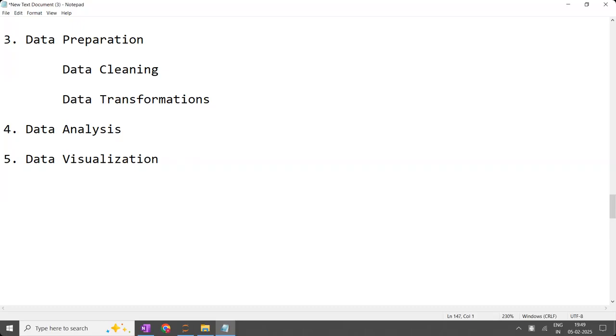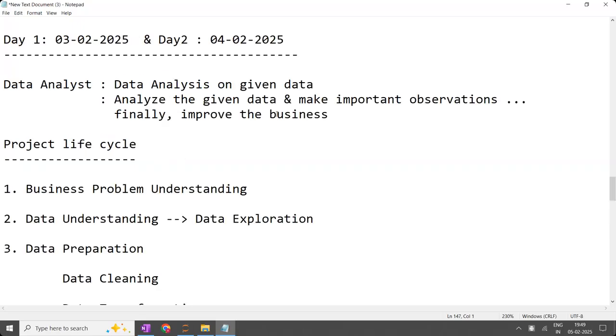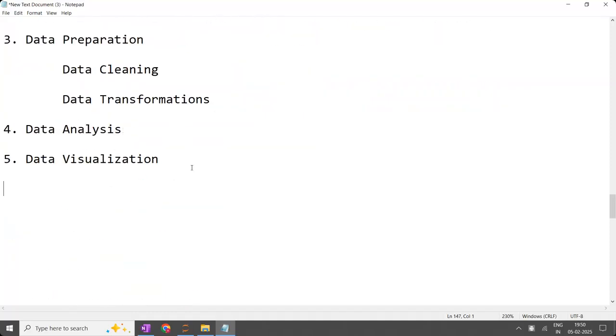Now, once the data has been analyzed and we have understood everything, as I told you earlier, the data analyst analyzes the given data and makes important observations. And what are the important observations he has created? He is going to do the presentation. In the presentation, he is going to explain with a beautiful story. This happened earlier, this happened, he is going to tell it as a story.